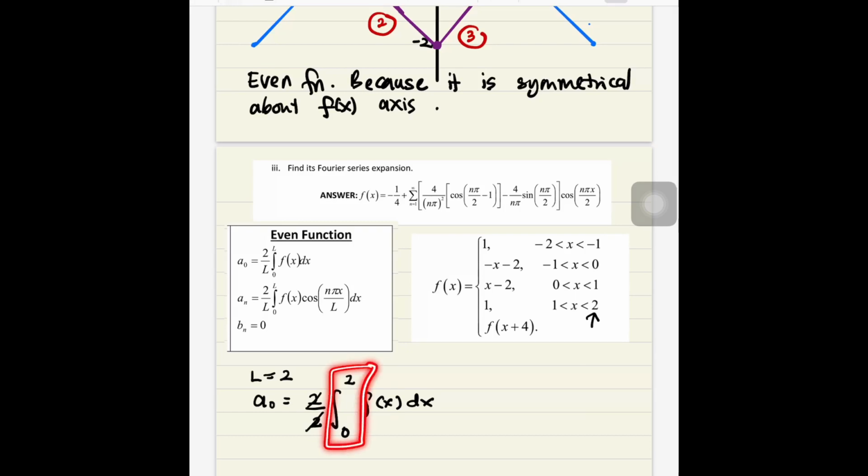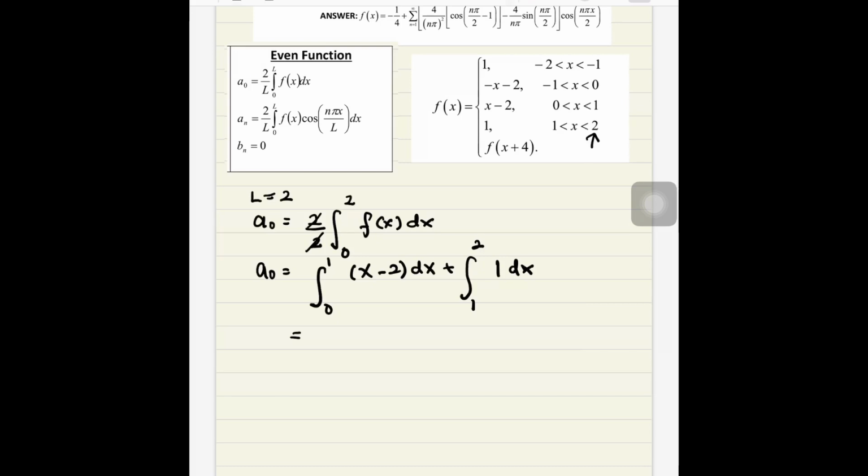So therefore you need to split the limit here into two functions. So you will have your A naught is equals to, the first function will be, integrate from 0 to 1. What will be the function? x minus 2 dx, plus 1 to 2, the function is 1 dx. Integrating this one will give you x squared over 2 minus 2x, the upper limit is 1, the lower limit is 0, plus x.